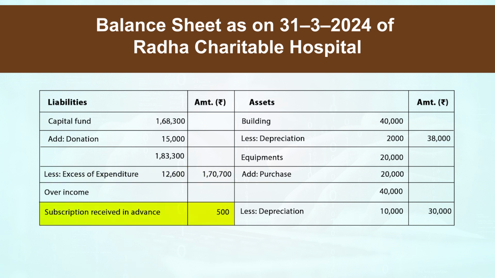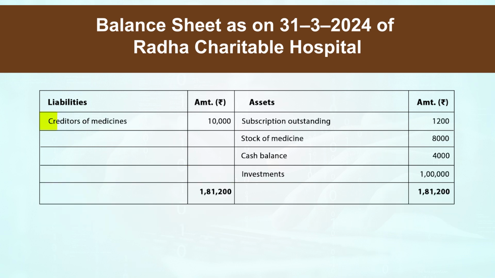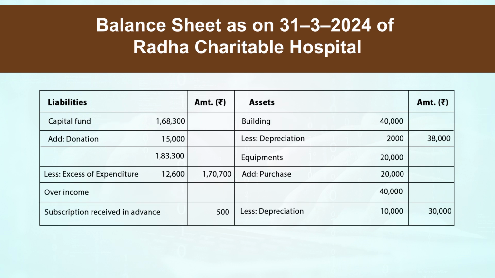Subscription received in advance 500, creditors of medicine 10,000, and the total of liability side 1,81,200. Now we will move to the asset side. Here the first point is building. Building amount is given, that is 40,000. We have to less depreciation rupees 2,000 and to the outer column 38,000.